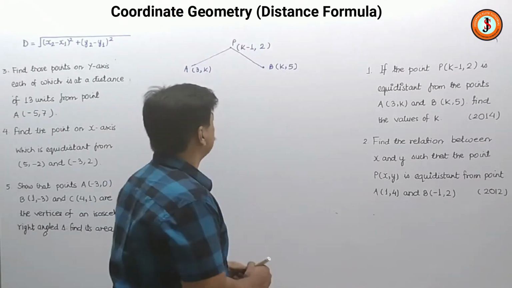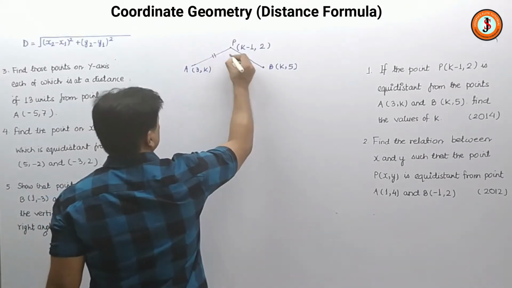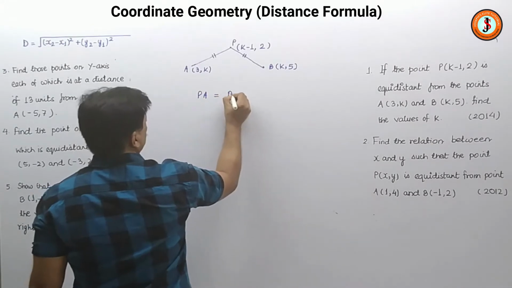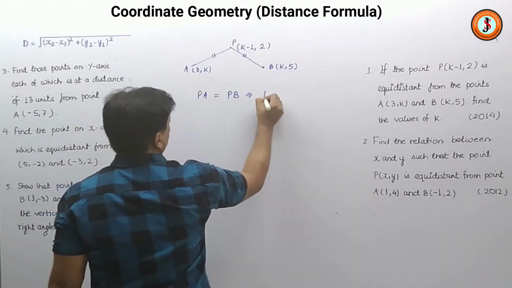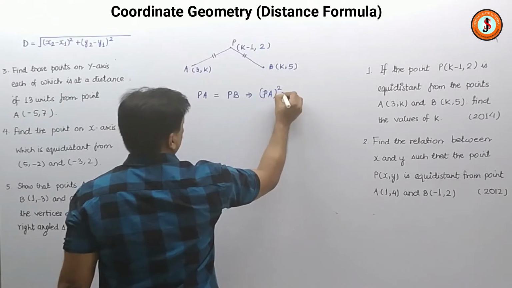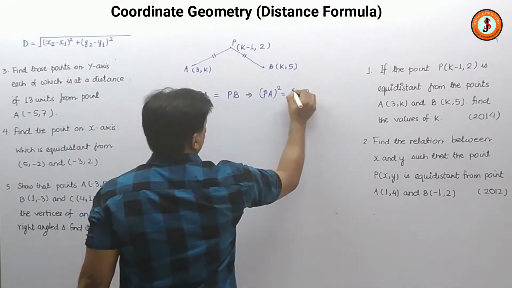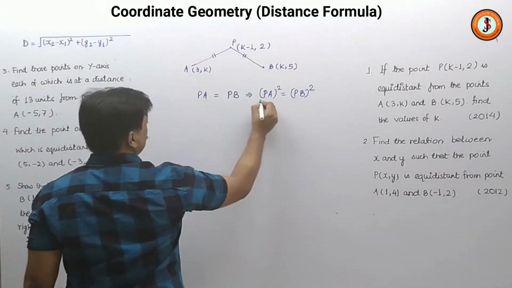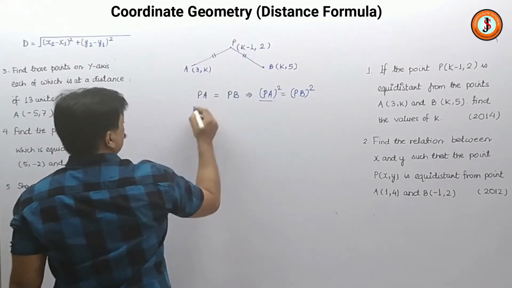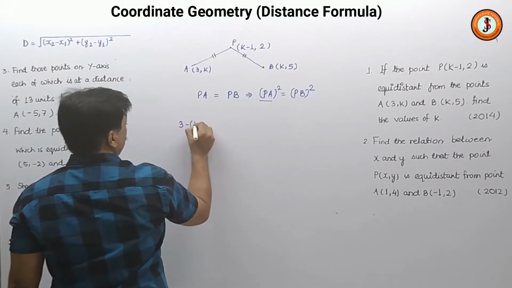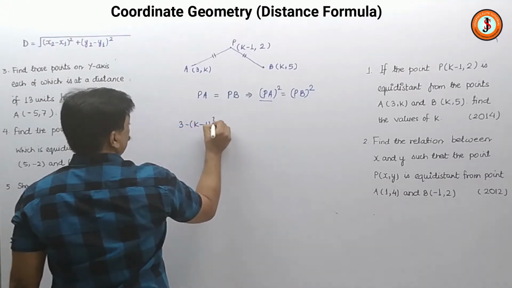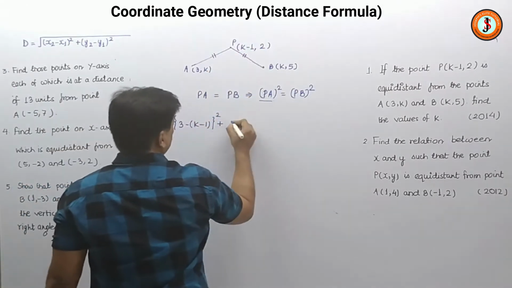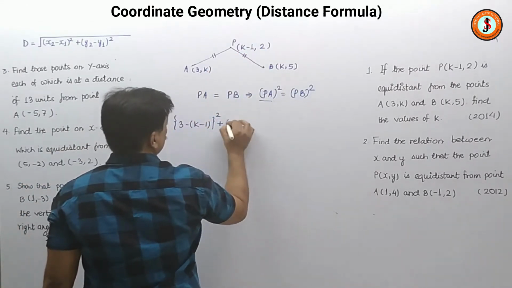So let us try. We know that these two distances are equal, so I can write PA is equal to PB. This implies that the squares will be equal, that means PA square will be equal to PB square. If I am using the distance formula, I can remove the root. So PA first: it will be (3 minus (k minus 1)) the whole square plus (k minus 2) the whole square.